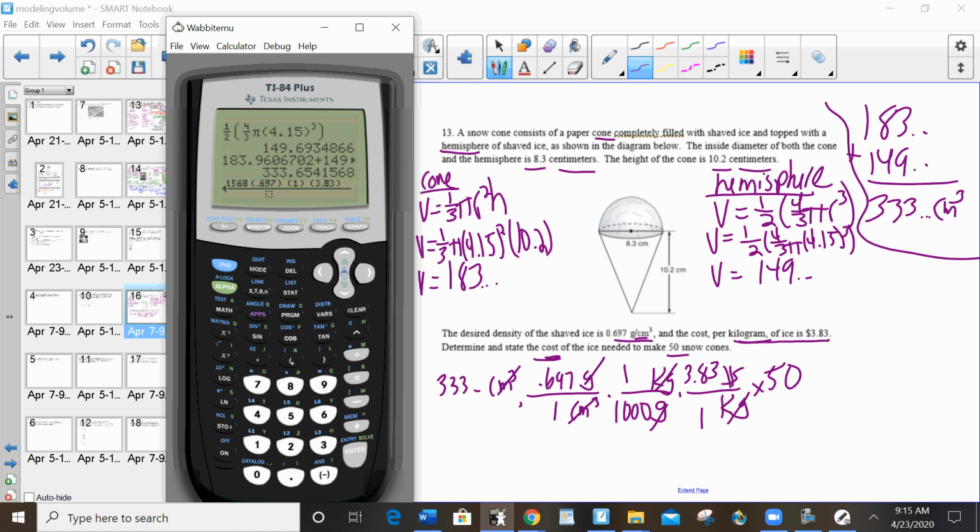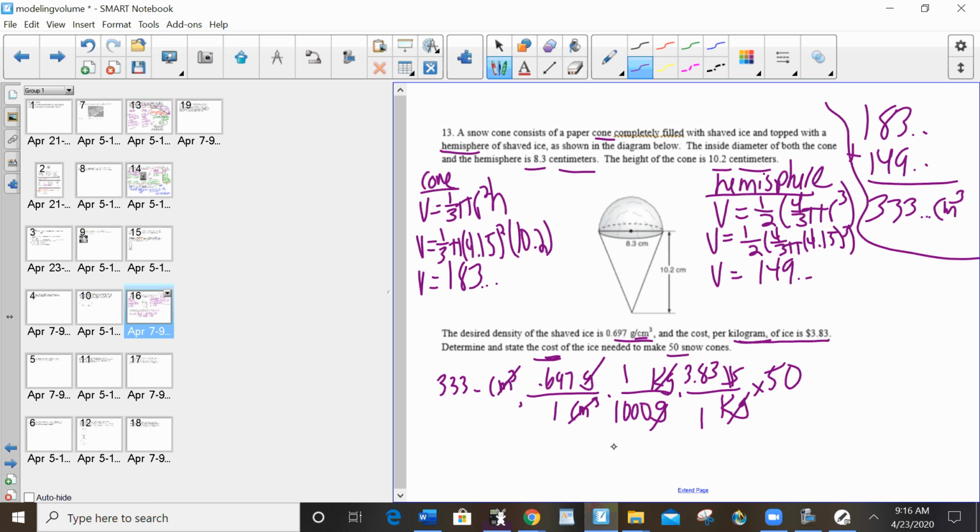3.83, 50. And my bottom is 1,000. To the nearest cent, that is 44.53.